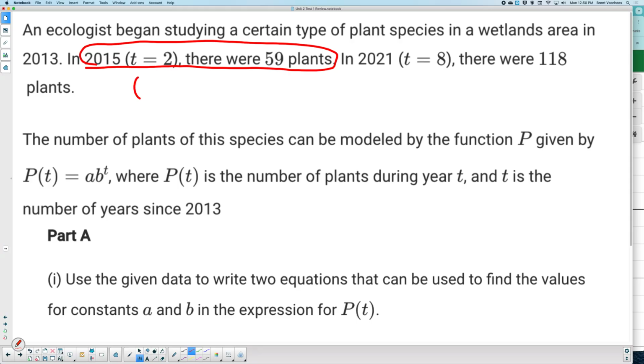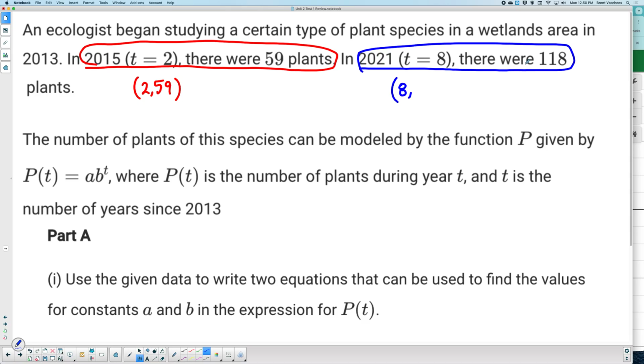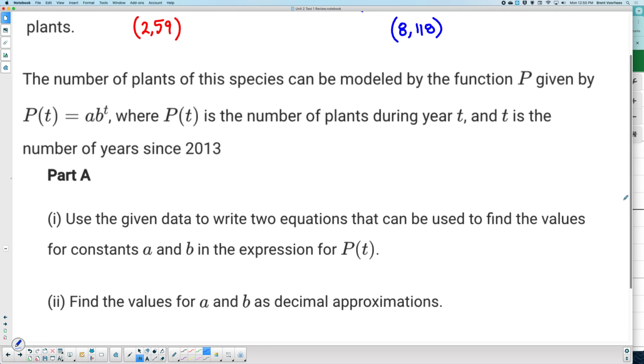This is a point when t is 2, or x. When our input is 2, our output is 59. Our other data point they gave us is right here. They tell us when the input is 8, our output is 118. How do I write two equations out of that? Remember, P of t is equal to, it says it right here, a times b to the power of t. So how do I write two equations?